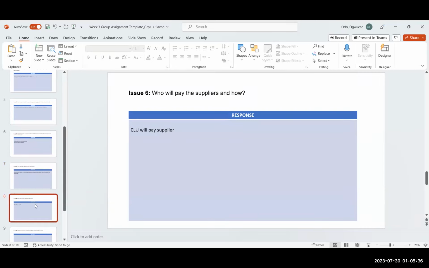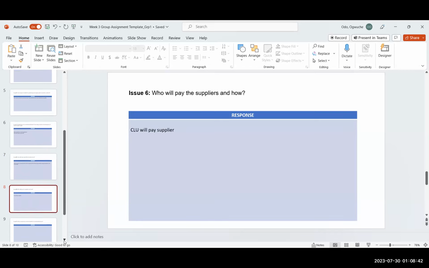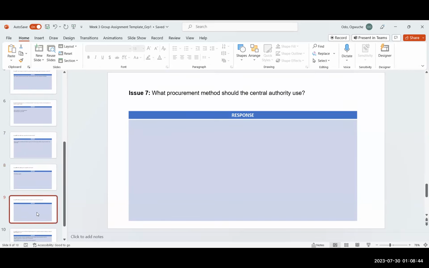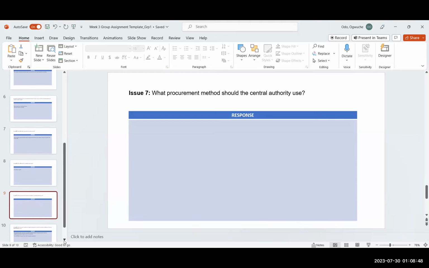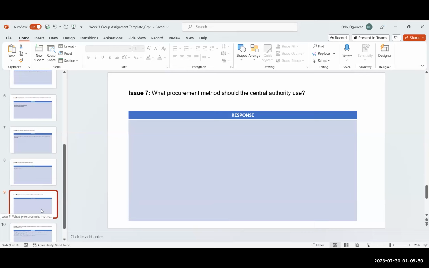And the 6th one says, who will pay the suppliers and how? So we are saying that the CLU will pay the suppliers from the funds that they collect from the regional distribution center. I think we missed this one, but we agreed on a bidding process, because we initially mentioned tender. So a tender bidding process should be carried out. Probably international competitive bidding should be carried out.